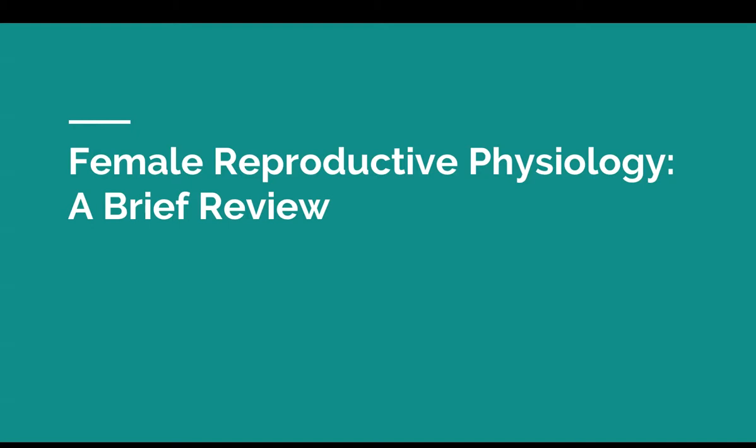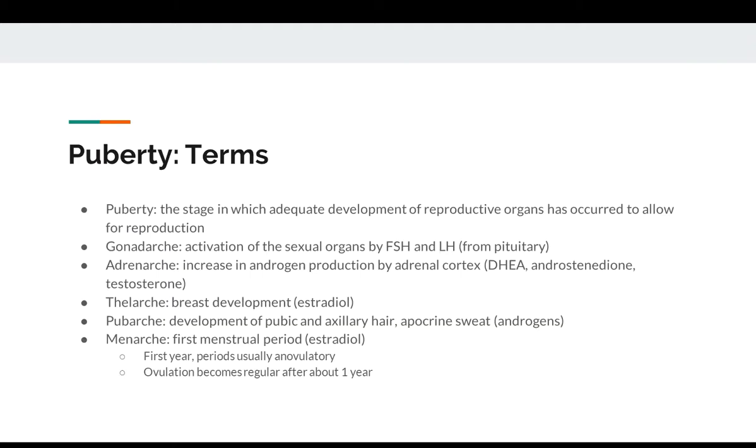So we're going to get started first with an overview of female reproductive physiology. The first thing I want to point out is that there are several terms that are used to describe puberty, and these include puberty, gonadarche, adrenarche, thelarche, pubarche, and menarche. If any of these terms are not familiar to you, or if you can't immediately pull them out of your head, then please go ahead and review this slide.